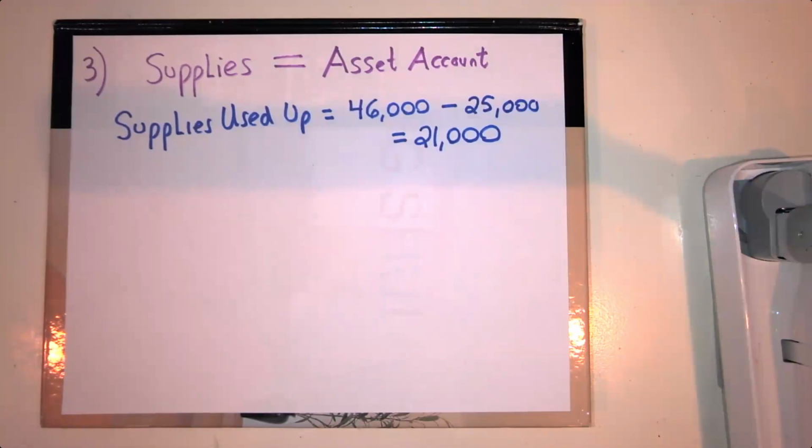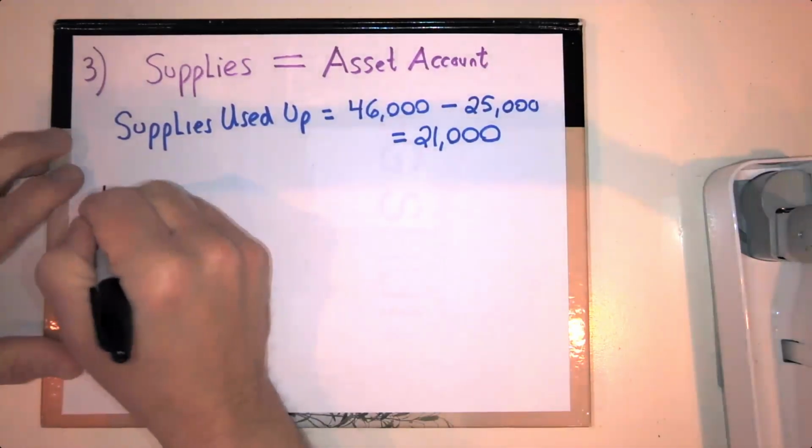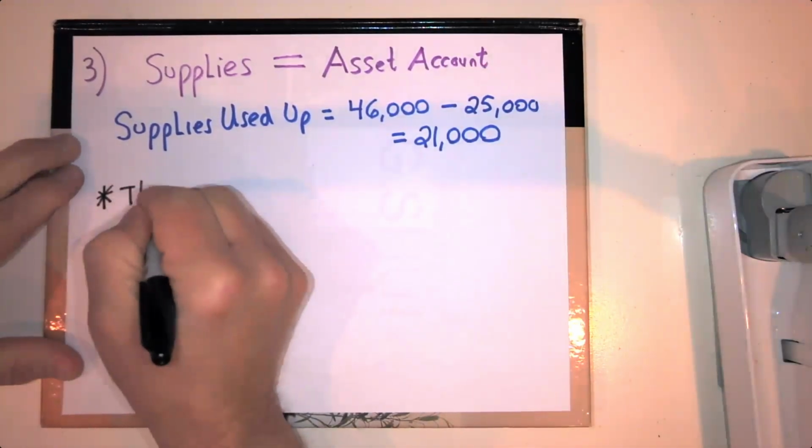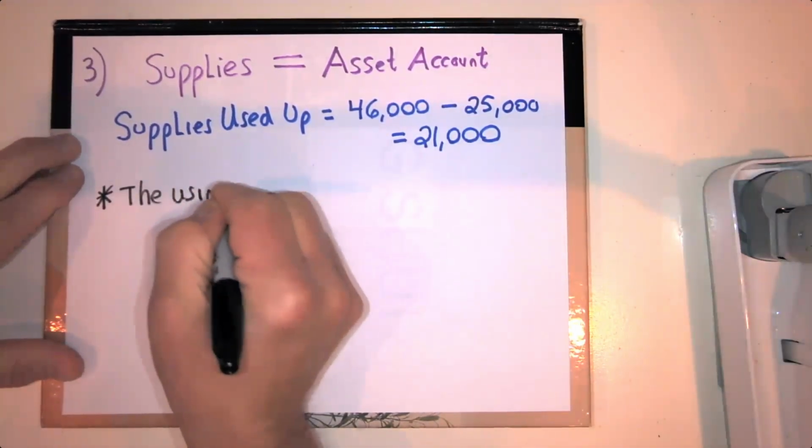Matthew, when an asset, such as supplies, gets used up, what does it turn into? It turns into an expense. Good job. In fact, I think that is important enough for us to write that down. The using up of an asset becomes an expense.